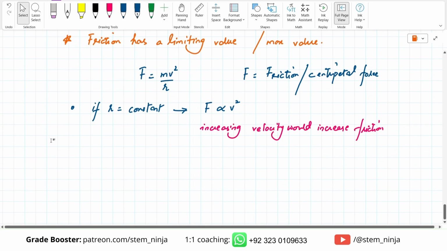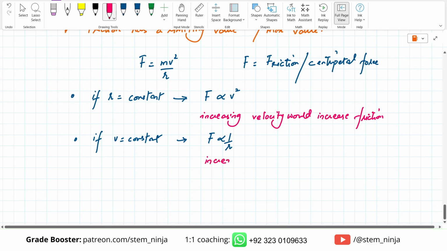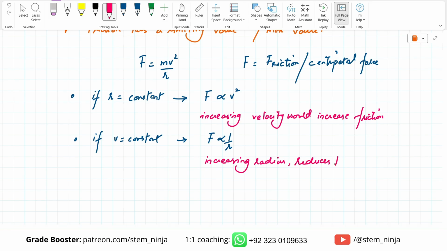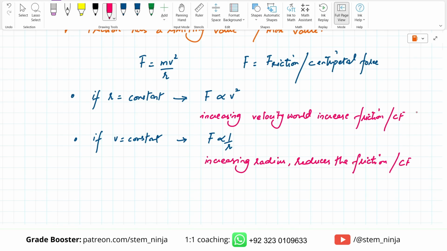Okay. Similarly, if the speed is constant, if v is constant, then F is inversely proportional to r. What that means is increasing radius reduces the centripetal force, or reduces the frictional force. You can call it centripetal force.